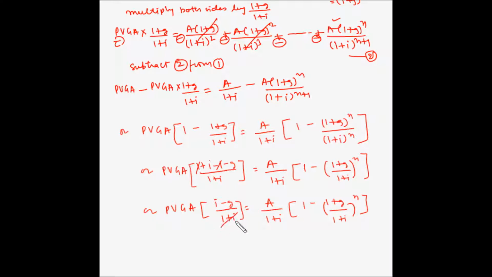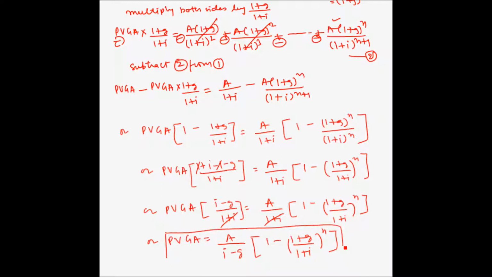Now this 1 plus i and 1 plus i will get cancelled. Or present value of a growing annuity is equal to A divided by i minus g into bracket 1 minus 1 plus g divided by 1 plus i to the power n. So this is another way of finding out the present value of a growing annuity.